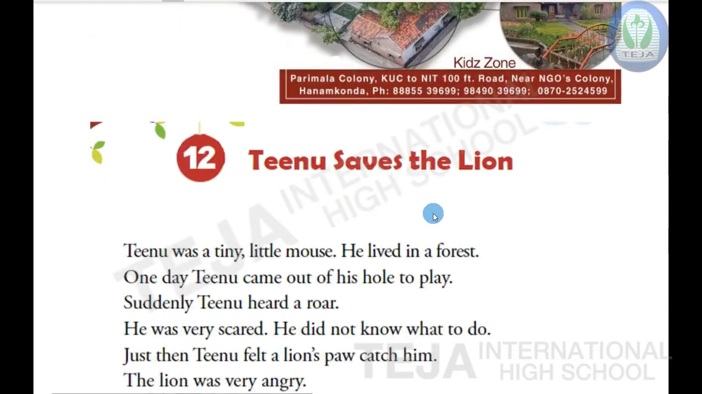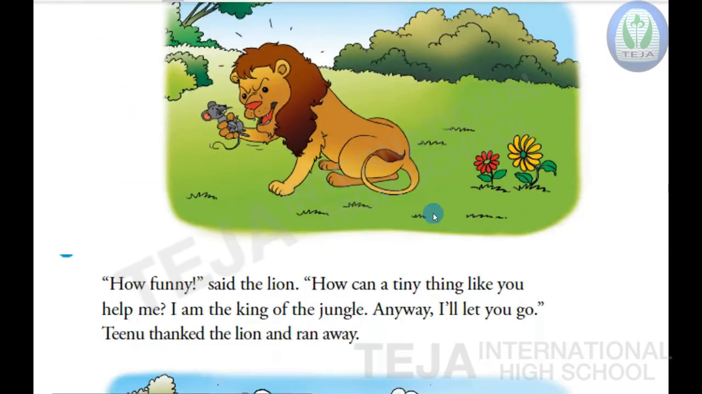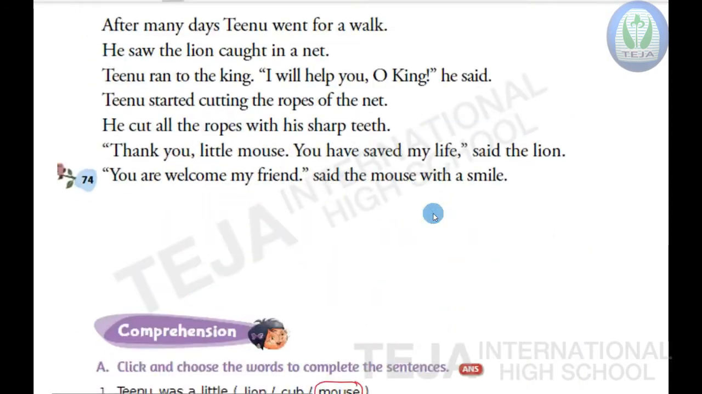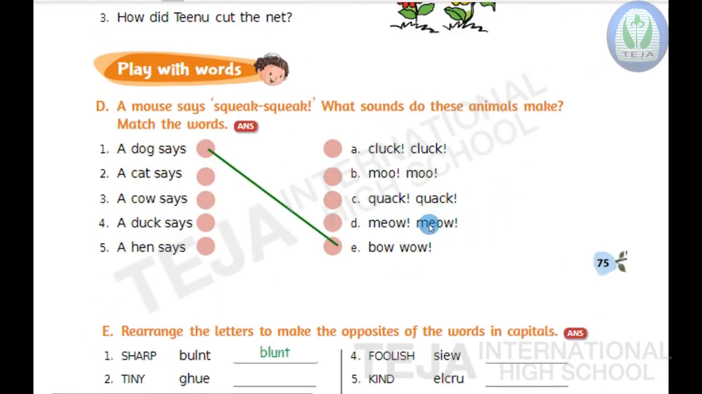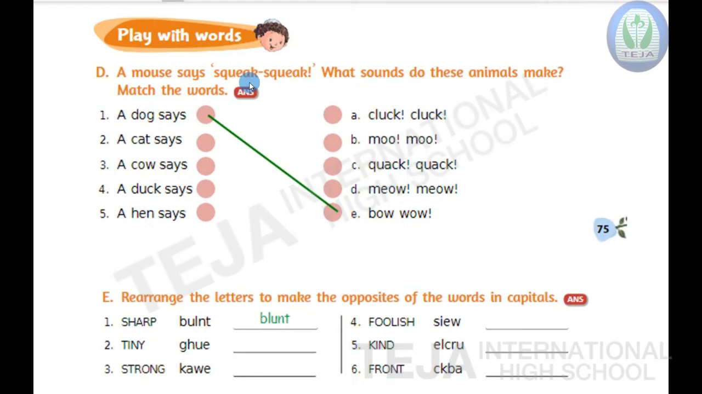Children, in our last session, we discussed bit A and B of lesson 12. In today's session, children, we will discuss play with words. Bit D. A mouse says squeak squeak. What sounds do these animals make? Match the words. So here, a mouse says squeak squeak. So that is the sound made by a mouse.